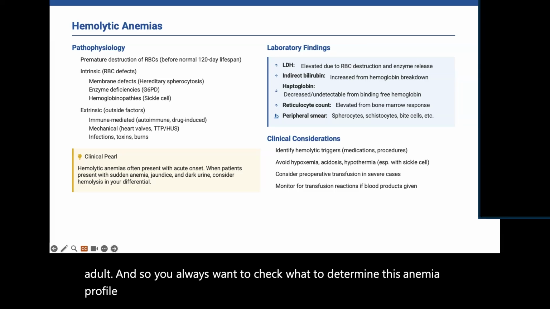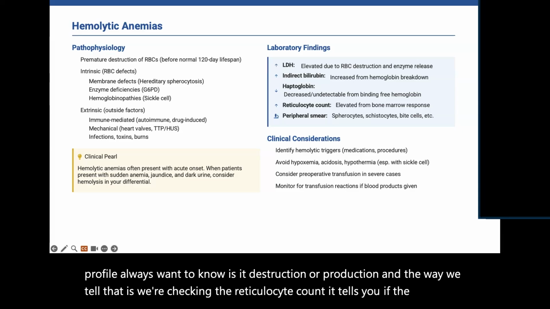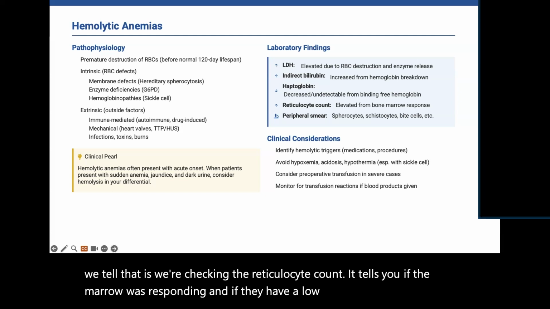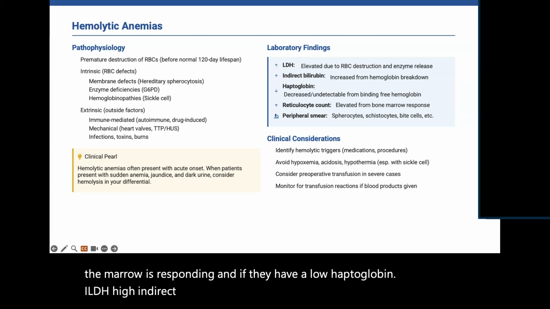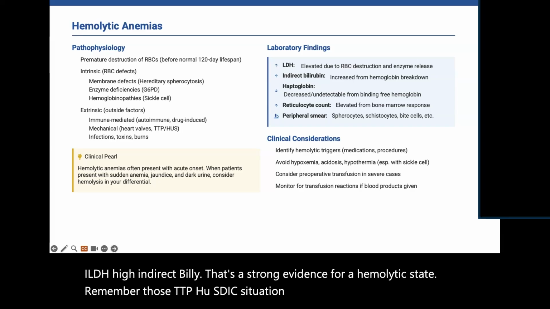Always want to know, is it destruction or production? And the way we tell that is we're checking the reticulocyte count. It tells you if the marrow is responding. And if they have a low haptoglobin, high LDH, high indirect bili, that's a strong evidence for a hemolytic state. Remember those TTP, HUS, DIC situations? That's what we're talking about there.